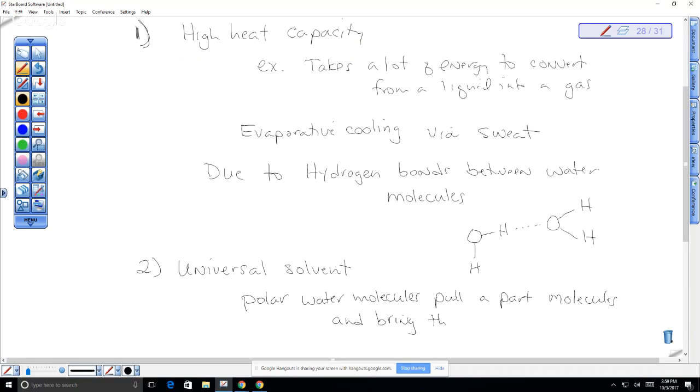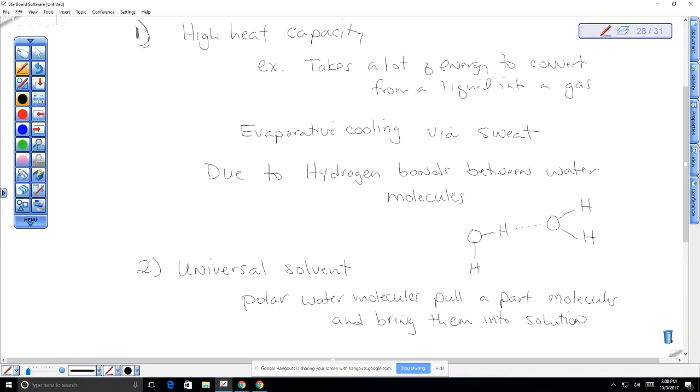So they can pull apart molecules and bring them into solution. Right? So this would be like if you took a sugar cube and you put it in water, what's going to happen is that the water molecules are going to be in motion. And they're going to be moving around the sugar. And pretty soon the sugar molecule, the cube of sugar, is going to start to break down. And pretty soon it's going to be all on the bottom of the beaker.